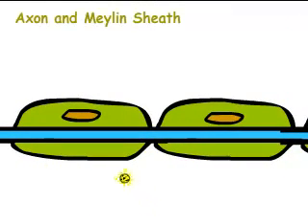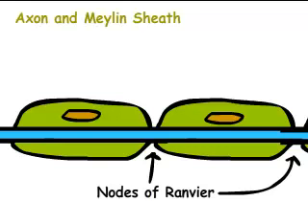Action potentials traveling through the axon will slow down and fizzle out if they are not amplified. The neuron amplifies the action potentials through voltage-gated sodium ion channels. These channels are located in the nodes of Ranvier.